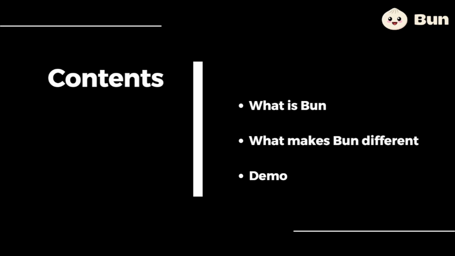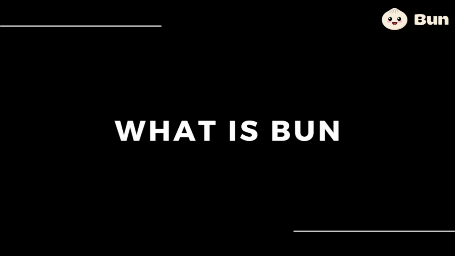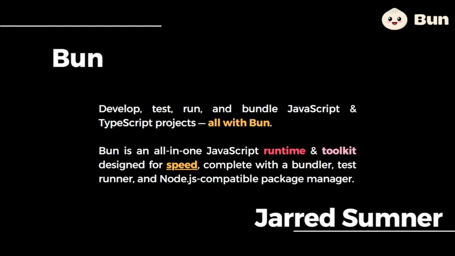These are the topics that we are going to cover in this video. What is Bun? Bun is an all-in-one JavaScript runtime and toolkit designed for speed, complete with a bundler, test runner, and Node.js compatible package manager. It is built from scratch using the Zig programming language.